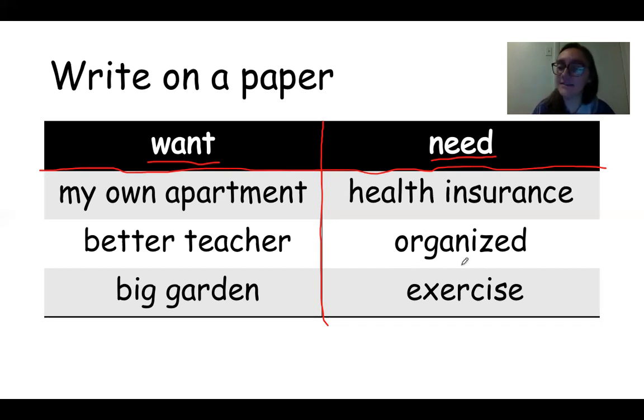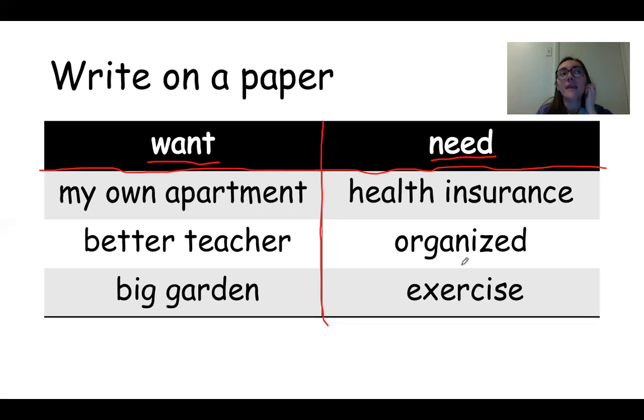And organized is a quality of a person. It's not something that you can see or touch, right? Like you could touch my hair or you could touch my arm, but you can't really touch somebody who is organized, you know? It doesn't work like that. But you can still use ideas and things that are in your mind as a need. So the reason I can say I need to be organized is it's important for my job.